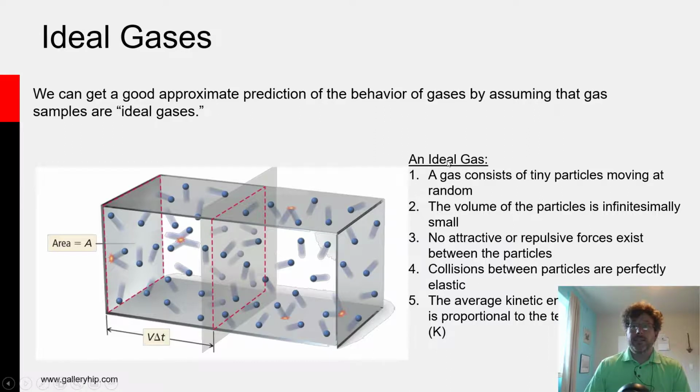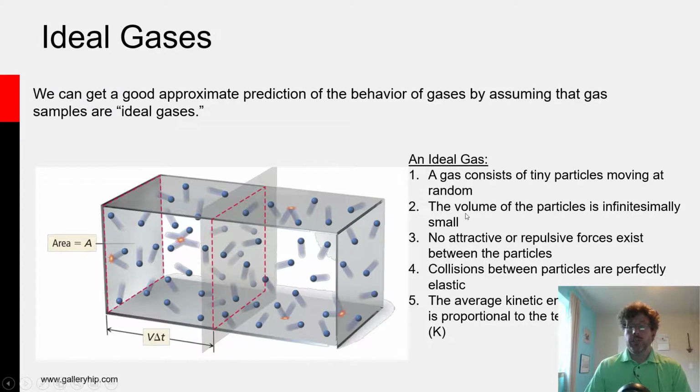So we say a gas is ideal if a gas consists of tiny particles moving at random. This isn't an assumption. That is fundamentally what a gas is. Tiny particles, where particles are either molecules or atoms, whatever the smallest representative chemical unit of the gas is, in constant random motion. Then we start to make assumptions.